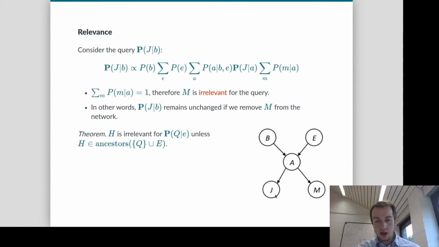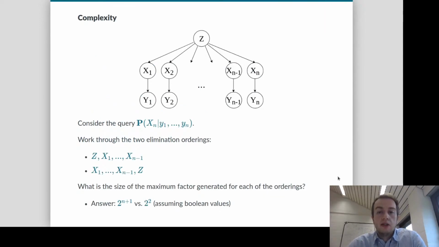So j and b are the two variables in the query. Their ancestors are this set: j, a, e, and b. And you see that in this set of ancestors of the variables, m is not part of it. Therefore m is irrelevant, and you could remove it before applying the algorithm.